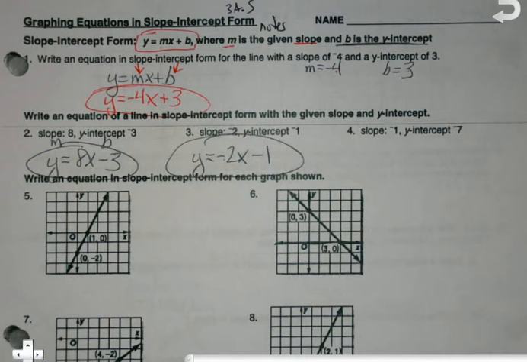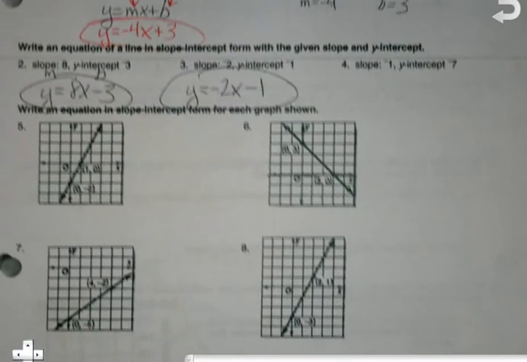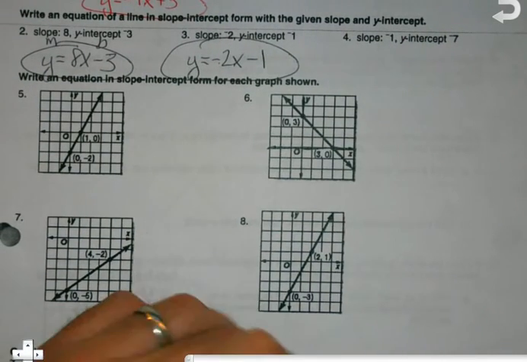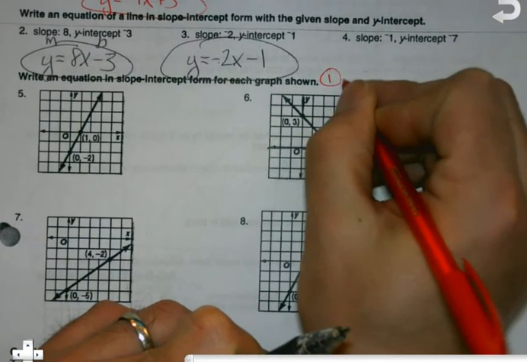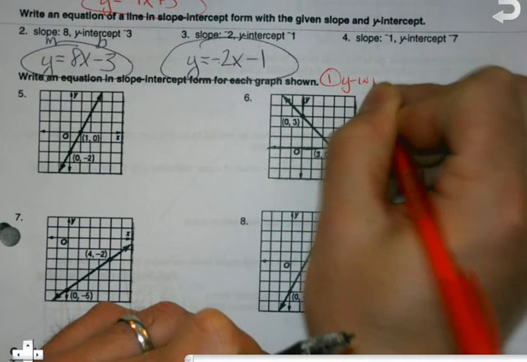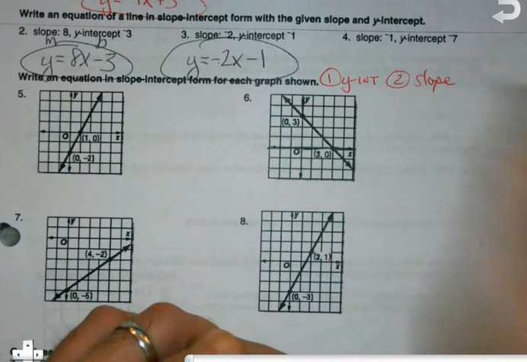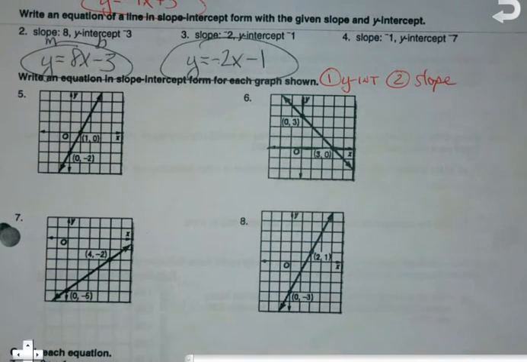Yes. So now, what if we change things up a little bit? It says write an equation in slope-intercept form for each graph shown. When I get down to here, I still need to figure out my two parts. I need to find first my y-intercept, and second, I need to find my slope. And I can get both of those things from the picture.